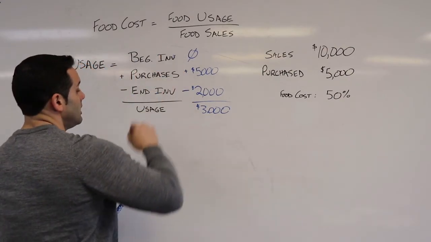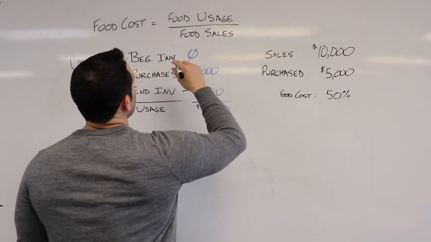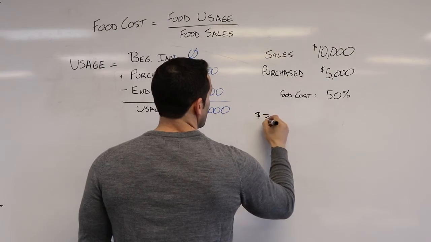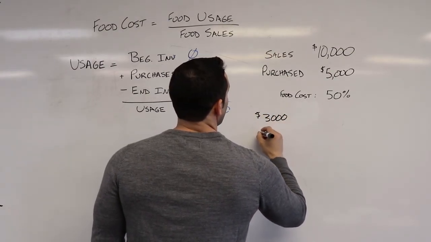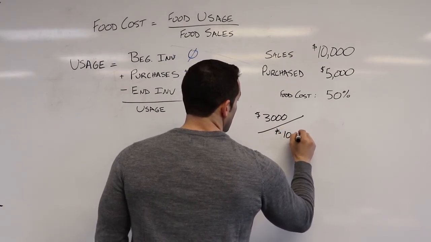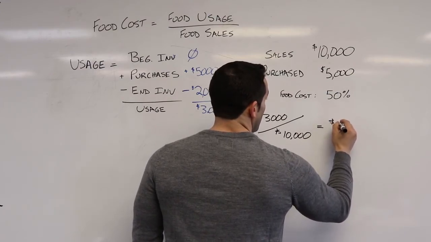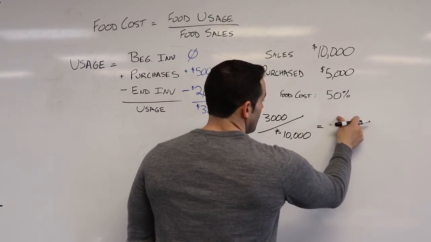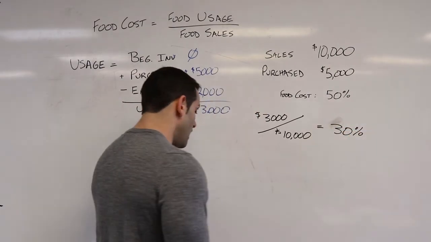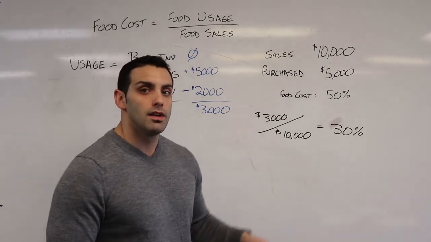So putting that into my equation, we have food usage, 3,000, divided by food sales, 10,000. And that's going to give us a percentage that's much, much more accurate and a lot closer to our benchmark, 30%.